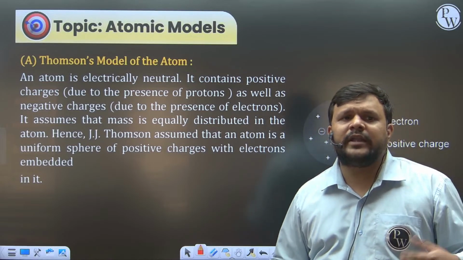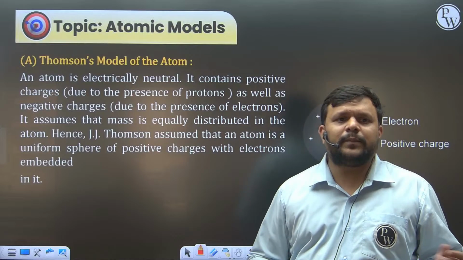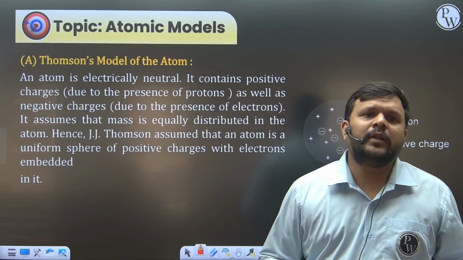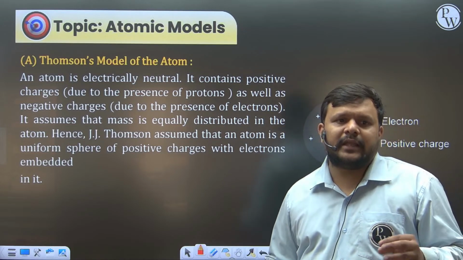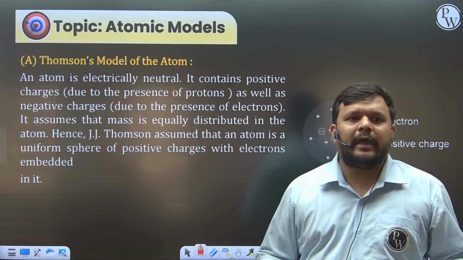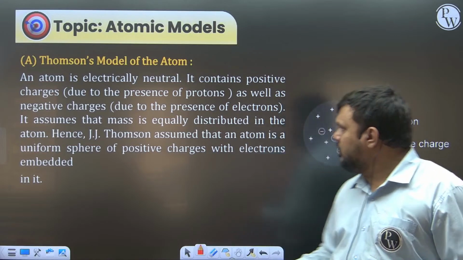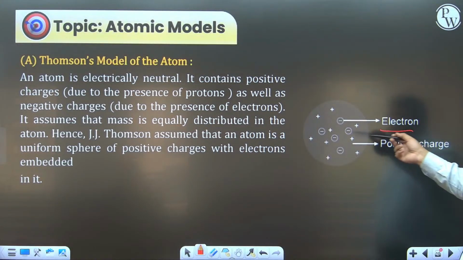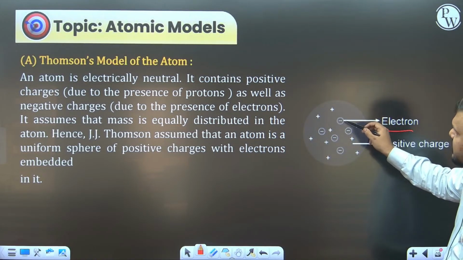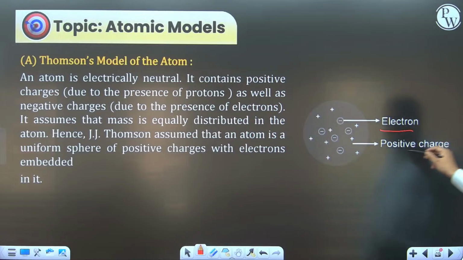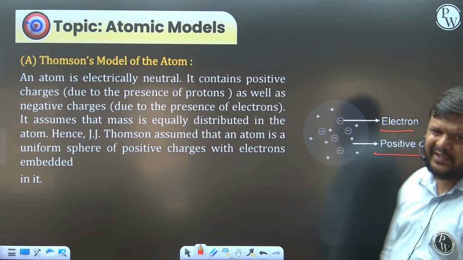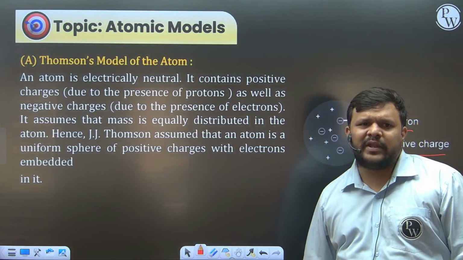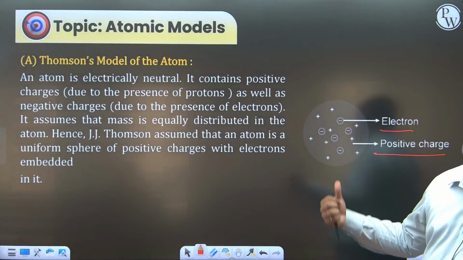Or he called it the plum pudding model, where the plum in the pudding has the significance of electrons and the pudding has the significance of protons. So you can see, it is a very simple model. He thought that electrons will be the seeds in a watermelon and the positive charge will be the red part. So it was a very basic model. No one actually thought it was a correct model.